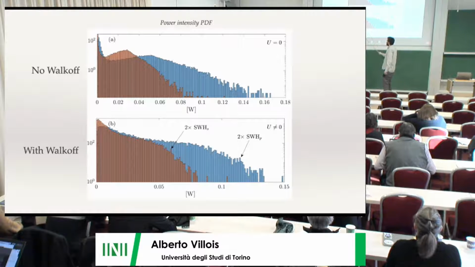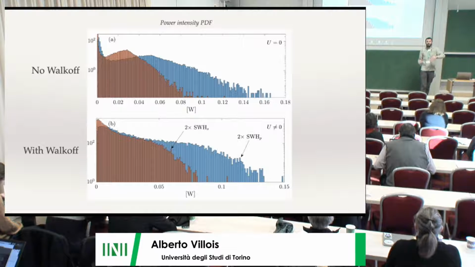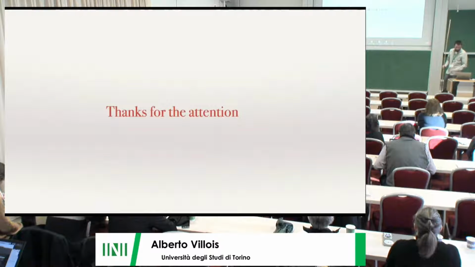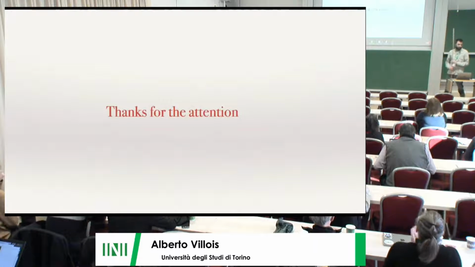And if I consider walk-off, then I induce instability in my solitons. They become breathers. And what I can see is that the PDF is way different. And especially, it plateaus from 0.2 to 0.8, which is actually the typical amplitude of the oscillation of my breathers. So this is all. Thanks for the attention.